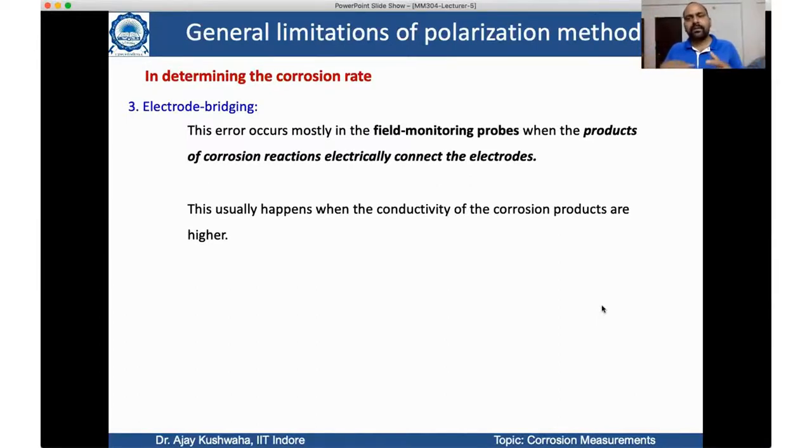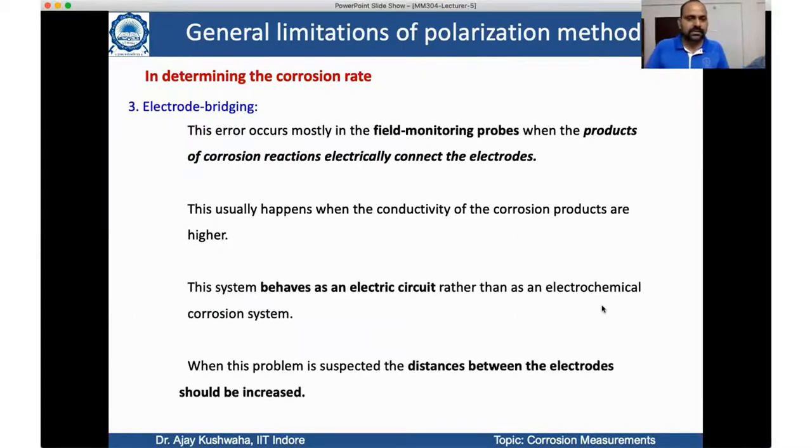But we don't know what kind of corrosion product is there. So this is one possibility, and we should think about it. There should not be a formation of electrode bridging. This system then behaves as an electrical circuit rather than an electrochemical corrosion system, and when this problem is suspected, the distance between the electrodes should be increased. So you just separate these two electrodes and increase the spacing between them, and in this way we can reduce the effect of electrode bridging.